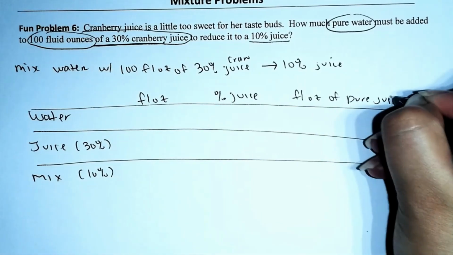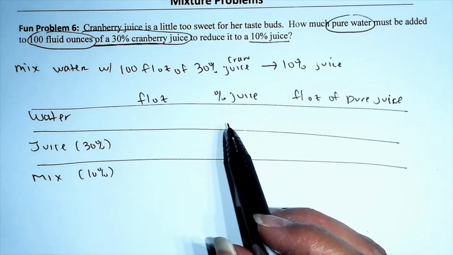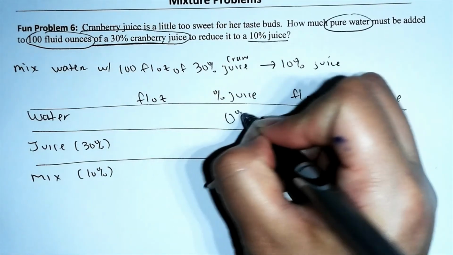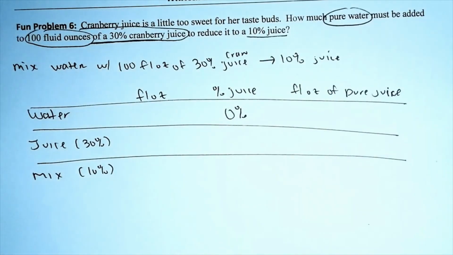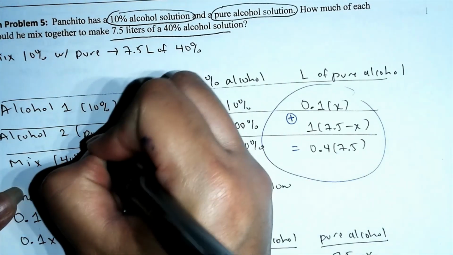Now, sorry, I don't know how to spell juice. Okay, water, percent juice. We got water. What's the percent juice? 0. Okay, so where's that other problem? I shouldn't have tossed it. Yeah. The problem that we knocked out, we had pure alcohol.